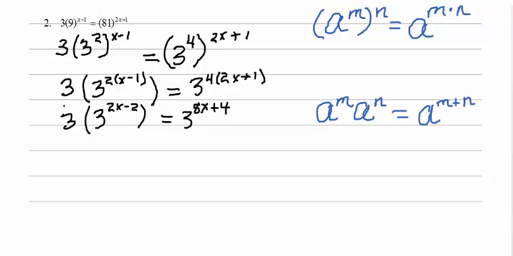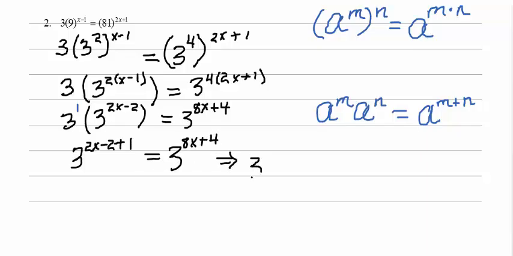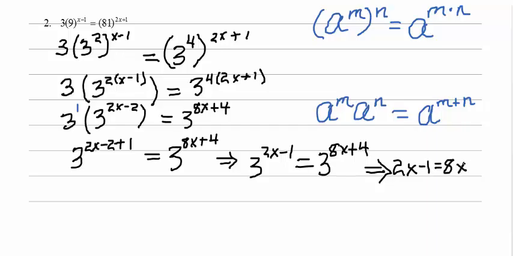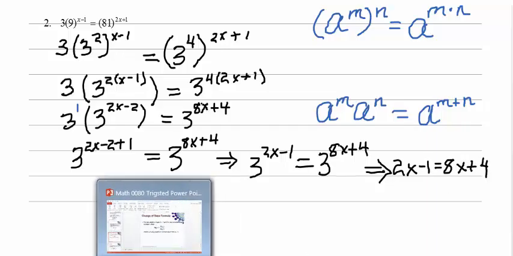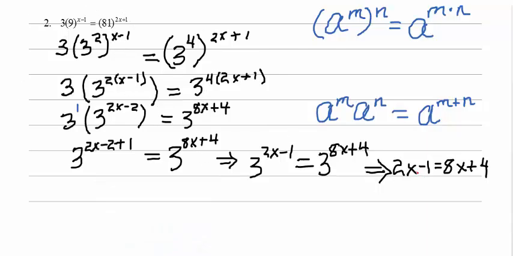And we're going to think of this 3 on the outside of the parenthesis on the left as 3 to the 1, because there's an unwritten power of 1 there. So we add 1 to 2x minus 2. And that gives us 3 to the 2x minus 1 on the left, and that equals 3 to the 8x plus 4 on the right. So we have a single exponential whose base is 3 on both sides of the equation. Now we simply set the exponents equal to each other, and this is going to allow us to solve our equation.